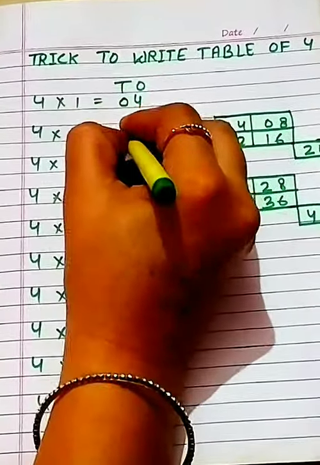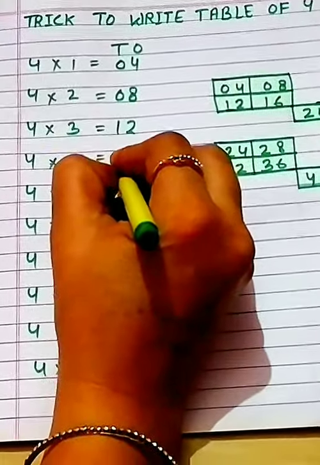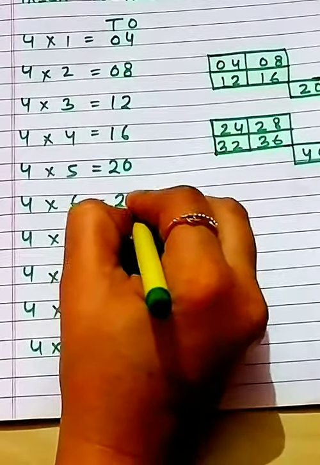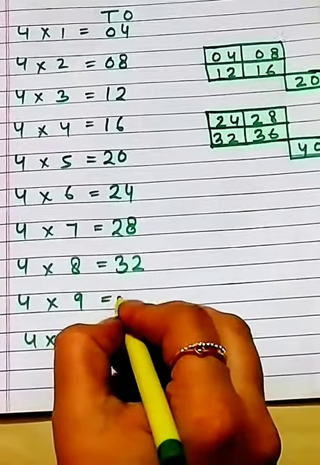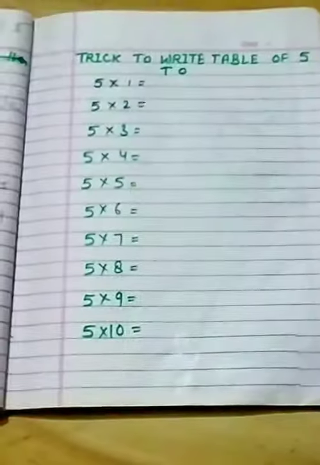Four ones are 4, 4 twos are 8, 4 threes are 12, 4 fours are 16, 4 fives are 20, 4 six are 24, 4 sevens are 28, 4 eights are 32, 4 nines are 36, 4 tens are 40. Table is ready.